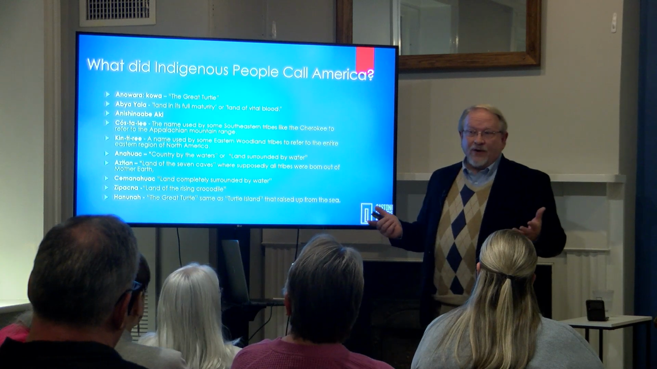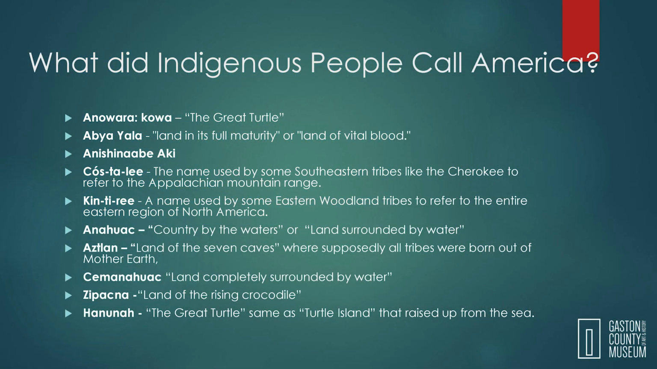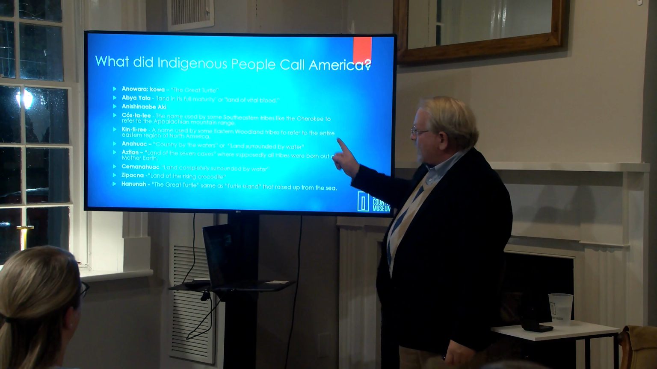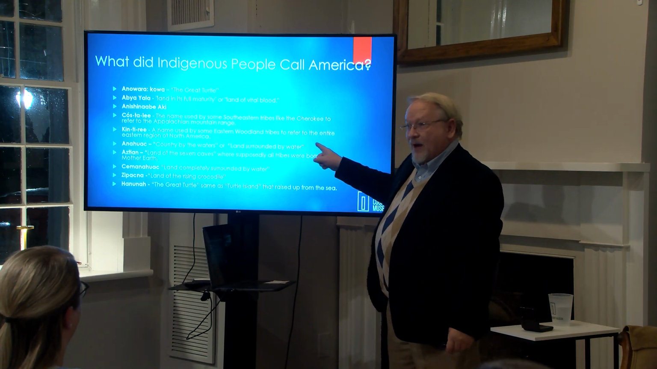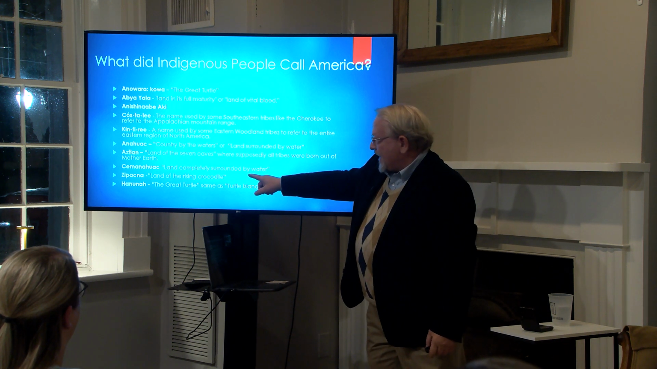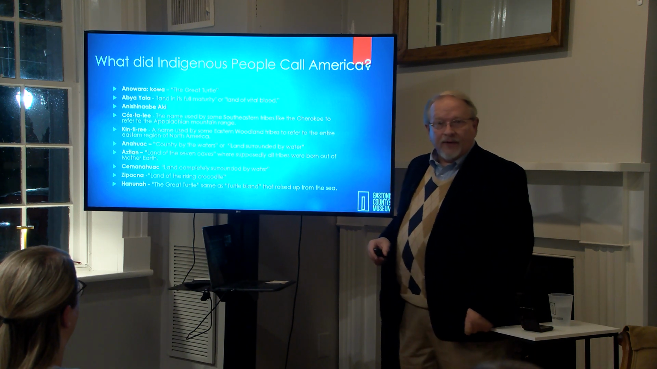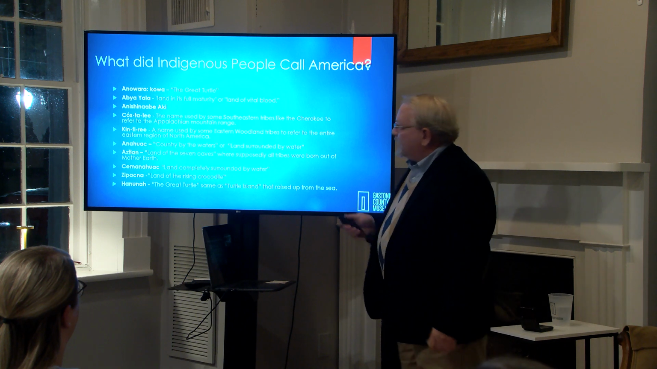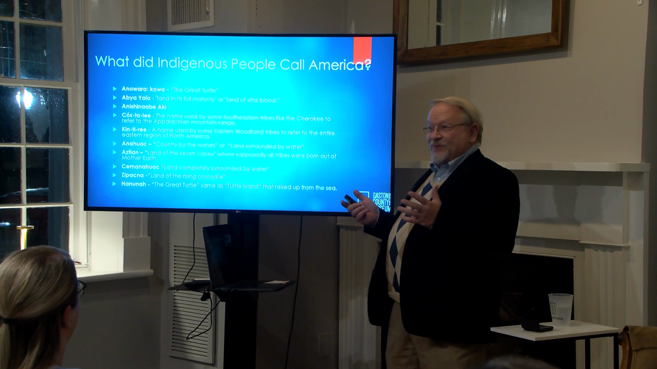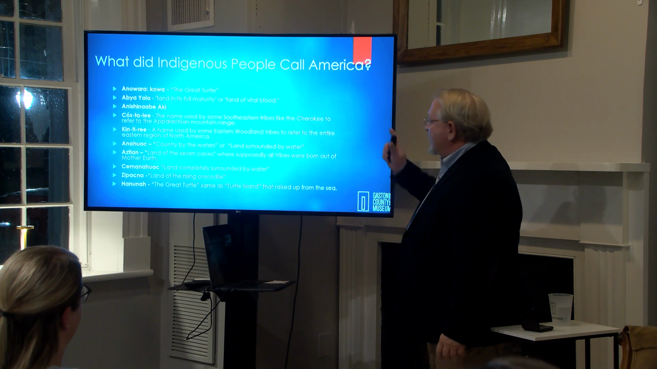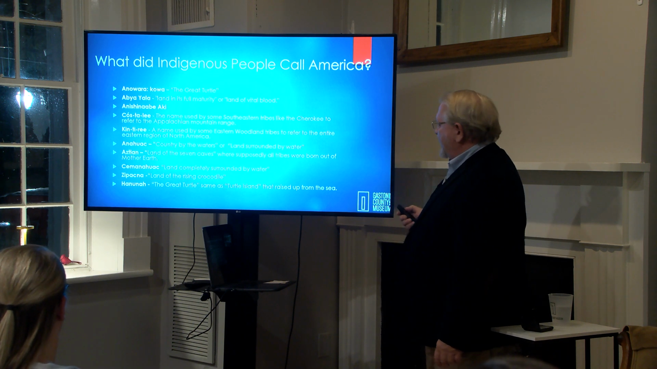Now, they called us something different than America. These are some of the names, just a few of them. The great turtle, because we were seen as Turtle Island. We were seen as a large turtle coming up out of the water. That's also why you see terms like land surrounded by water. Here is the land of the rising crocodile. These are all different names from different groups of Native Americans. So once again, it had a name long before it was America and long before it was North America by the people who lived here.